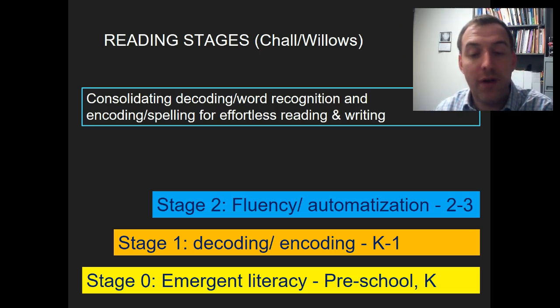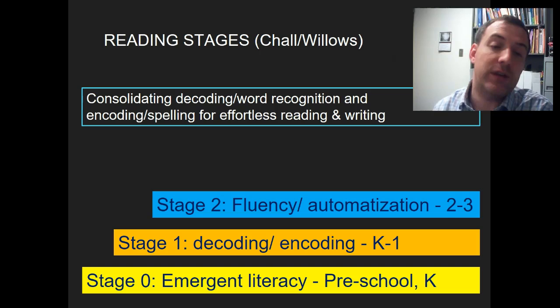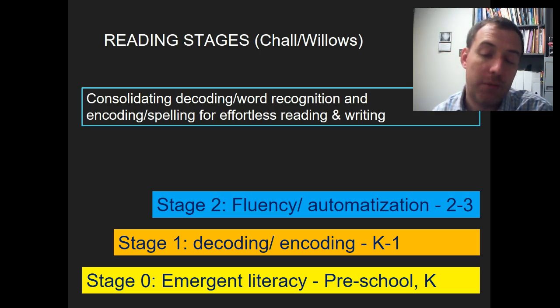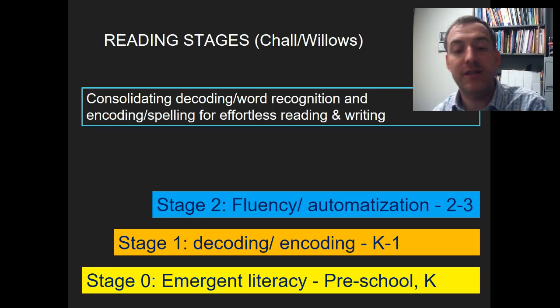As they move out of grade 1 and into grades 2 to 3, what they're doing is increasing their fluency, their ability to recognize words. So their ability to decode unfamiliar words gets faster, but they're also getting faster at seeing familiar words or high frequency words and automatically knowing what those words are. So automaticity begins to kick in.